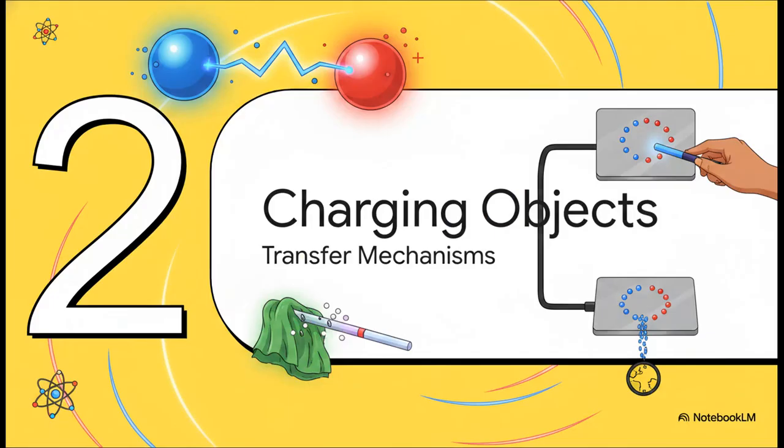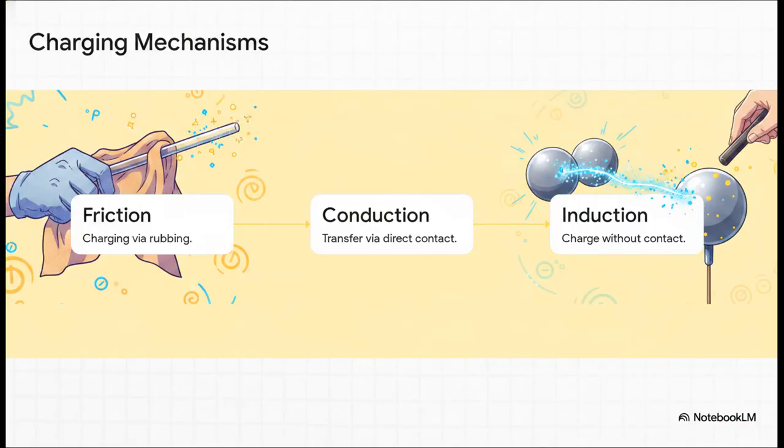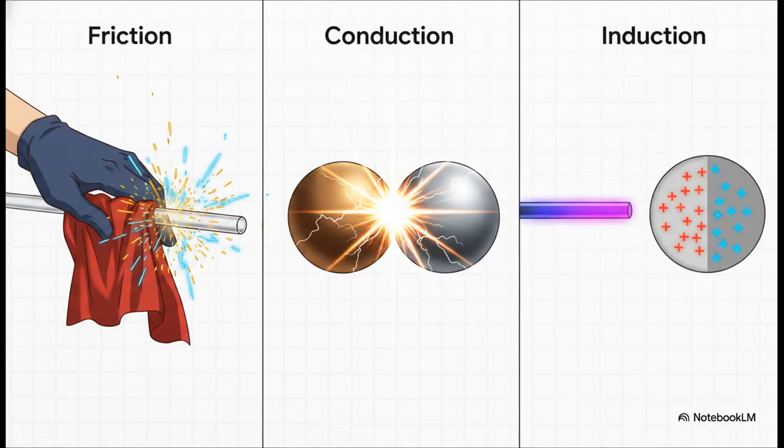Moving on to Section 2. How objects become charged. Mechanisms of transfer. So, there are precisely 3 ways we model the transfer of a charge: friction, conduction, and induction. By categorizing them this way, it allows us to systematically break down every single static electric event you've ever experienced in your entire life. Let's break these down.